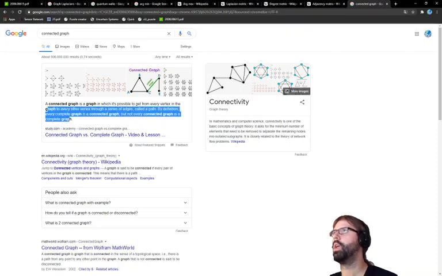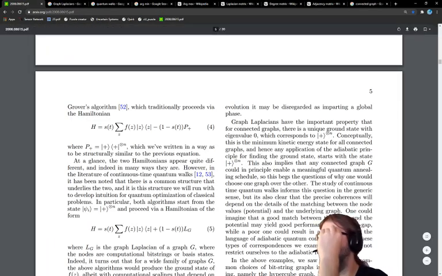I get it. But then what's the mapping? Like what's the mapping between the Laplacian graph and an operator? These I don't understand. The nodes are computational bit strings, but what are the edges?